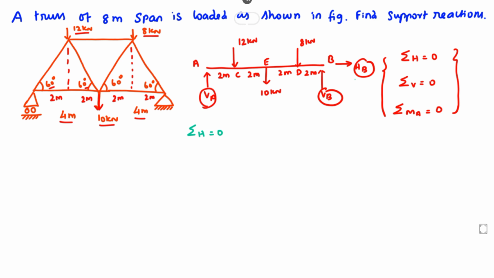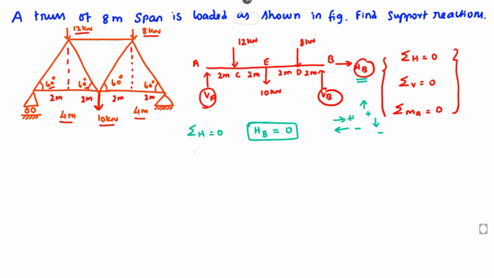Now we take the sum of horizontal force equal to 0. There is only one horizontal force, that is HB. If a force is going in this direction, we take it as positive, and in this direction, we take it as negative. Likewise for vertical forces, going upward is called positive and going downward is called negative. So HB equal to 0. This is one of the support reactions.